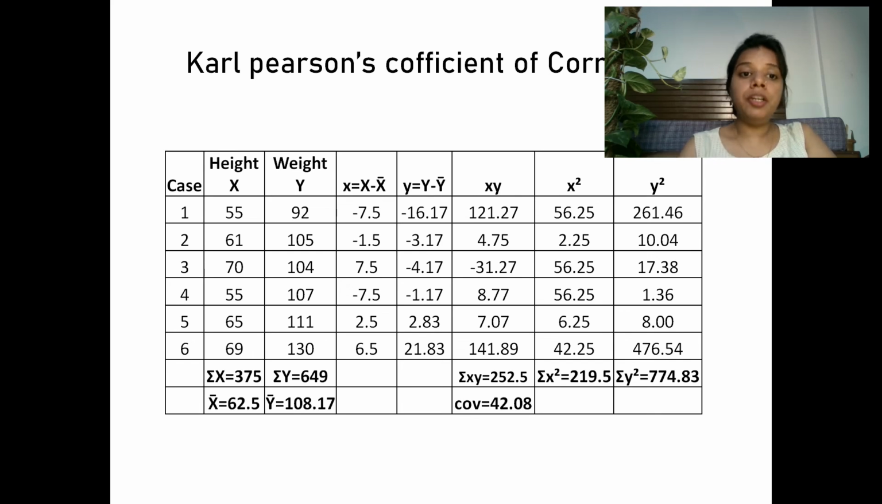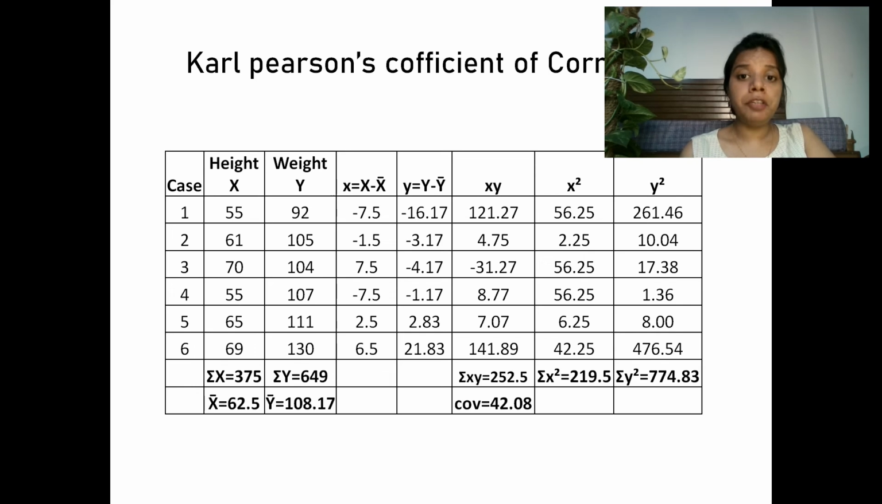So I took the same example where we have done the covariance. Here we have already calculated the mean value of x, which is 62.5, and the mean value of the y variable, which is 108.17. Then small x is denoted as the deviation taken from the actual mean of x, and small y is the deviation taken from the actual mean of y.